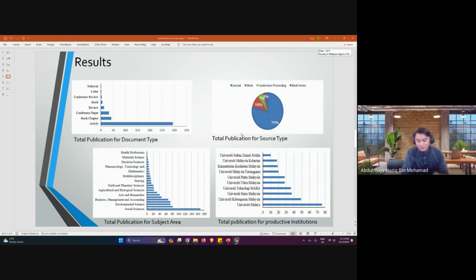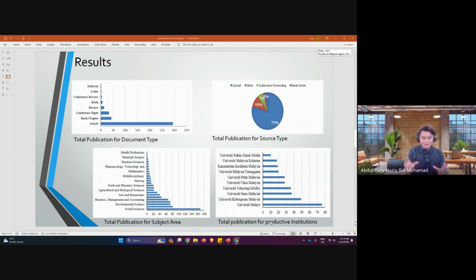And in terms of source type, the journal, of course, is the highest one, followed by books, conference proceedings, and also book series. And for subject area, the highest one is social science, and the least one is health professions. And total publication productive institutions.